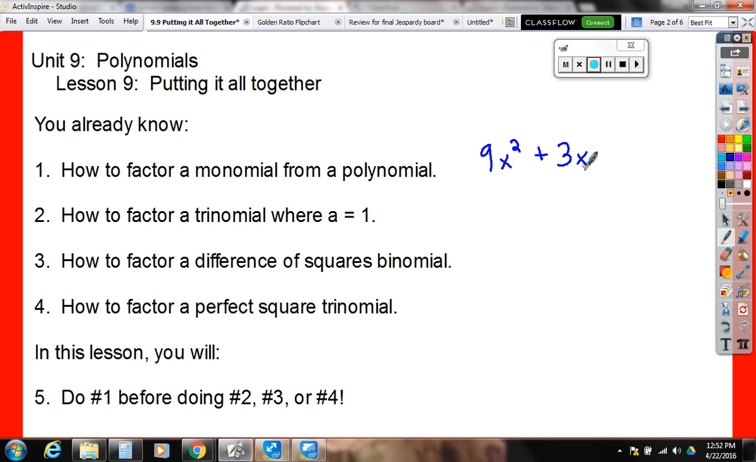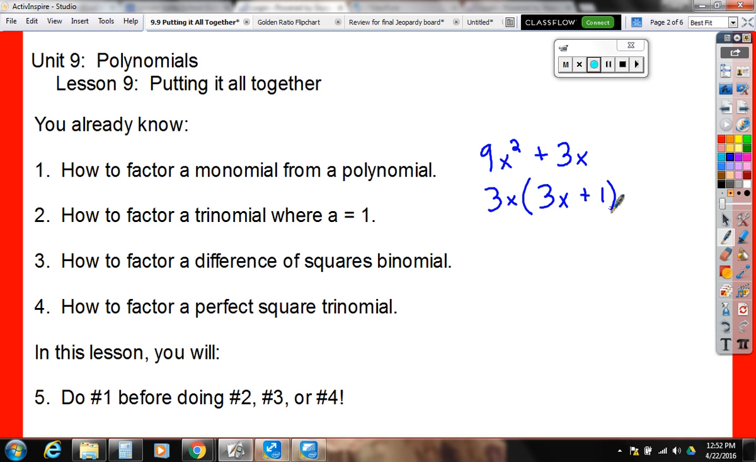Well, we need one factor that they both have in common. 3. And then what variable? We also have a variable factor. 3x. So we could take out a 3x. What would we be left with inside? 3x. 1. Good. So 3x plus 1.